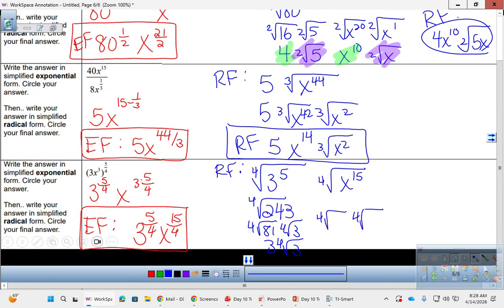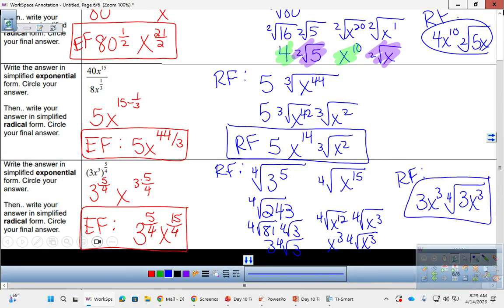4, 12, 16 is too much. So I'm going to use 12 and 3. So we've got x to the 3rd, 4th root of x to the 3rd. My final answer would be the 3 in front and the x to the 3rd in front, 4th root of the 3 inside and the x to the 3 inside. You need to write the 4. If you don't write that little 4, it's a square root. Okay, so that is part of the answer. The only time you can omit the number on the outside is if it's a square root.